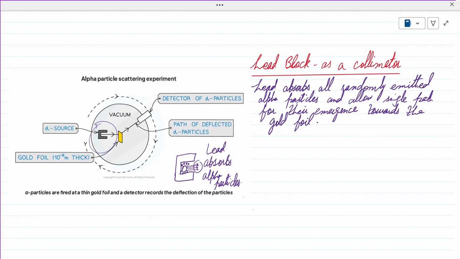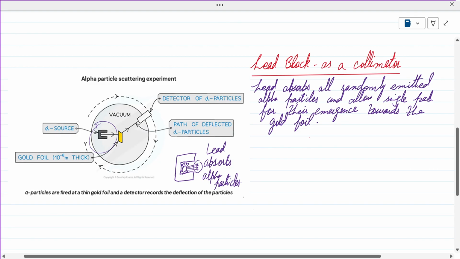So now we are going to discuss why gold foil is used. Here we have used the gold foil. Why only gold foil? We could use any other sheet of paper. So why only gold is used here? Gold foil.